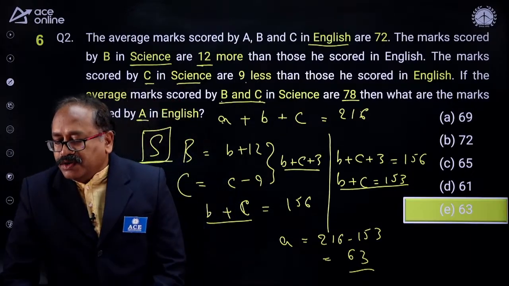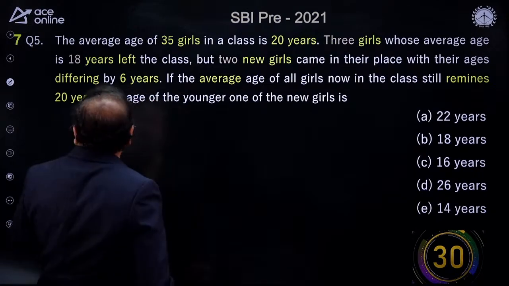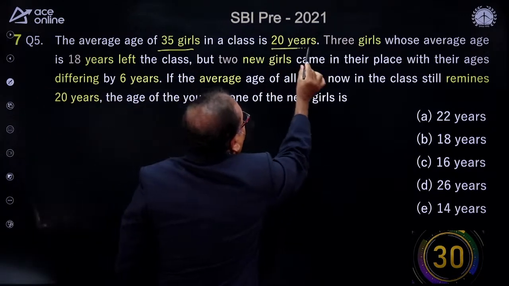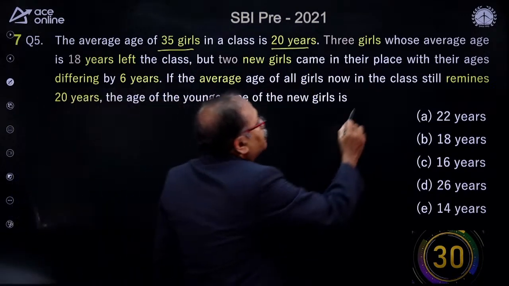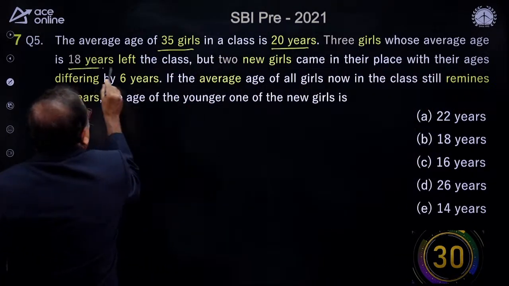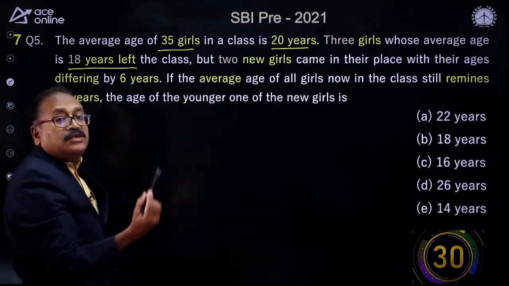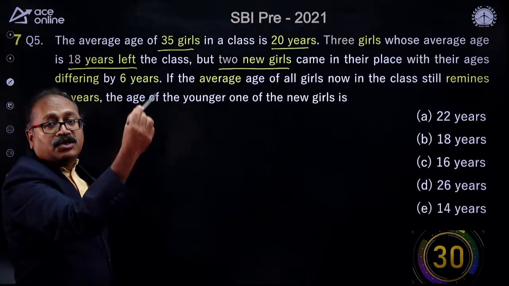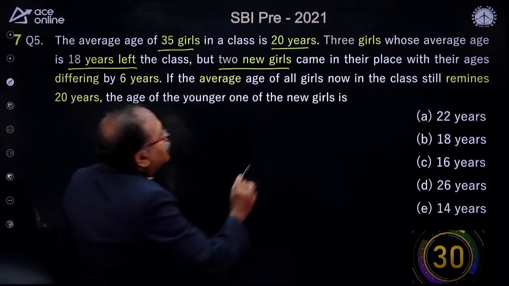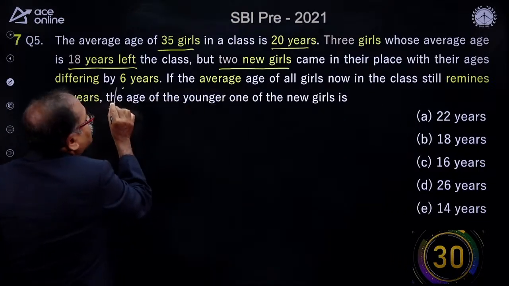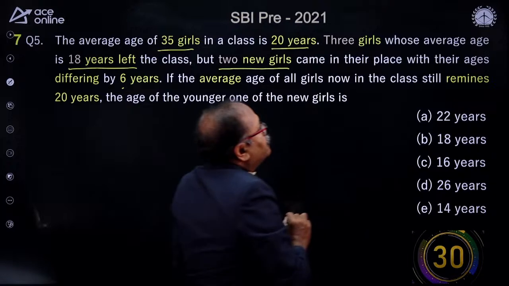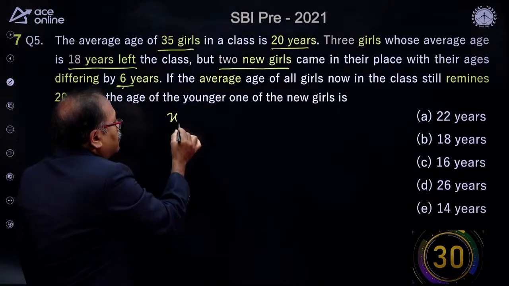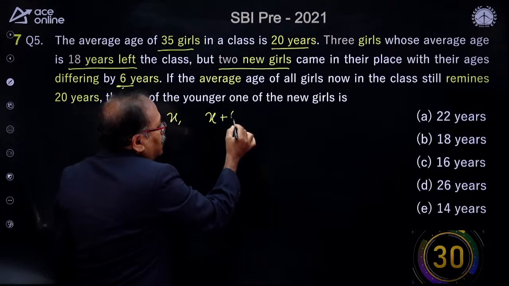Well done, sir. So moving to the next question here, and here is the next question on your board. Look at this one. The average weight of 35 girls in a class is 20 years. 3 girls whose average is 18 years left. So 35 minus 3 becomes 32. And 2 new girls join. So 32 plus 2 becomes 34 now, the final number. The 2 girls who come in have a difference in age of 6 years. That means if one girl's age is X, the second girl's age is X plus 6.